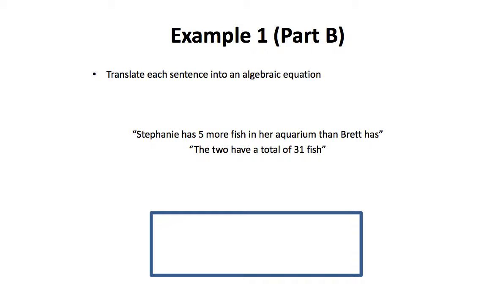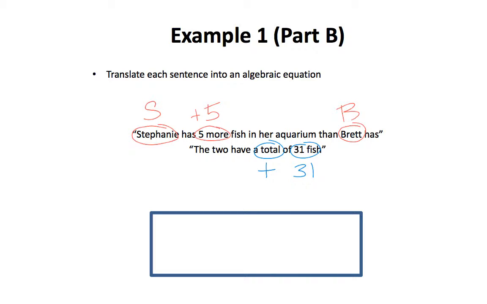Let's analyze our first sentence carefully. Stephanie has 5 more fish in her aquarium than Brett has. Stephanie can be represented by the variable of S. 5 more corresponds to plus 5. And Brett has the variable of B. Let's take a look at the second sentence. The two have a total of 31 fish. The word total corresponds to sum, and sum is addition. And 31 fish is just 31.